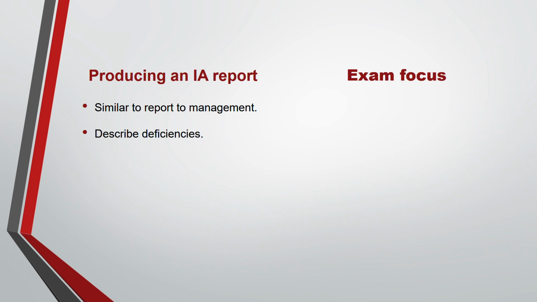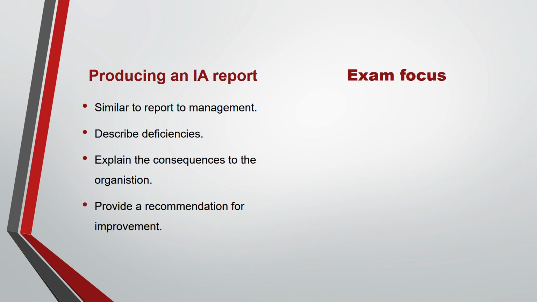And what does this report include? Describe deficiencies. If there are any deficiencies, you describe them. Explain the consequences to the organization. Remember, you are an employee of the organization. So if there are deficiencies and they're not corrected, what will be the consequences to the organization? Provide a recommendation for improvement. You will be recommending them.